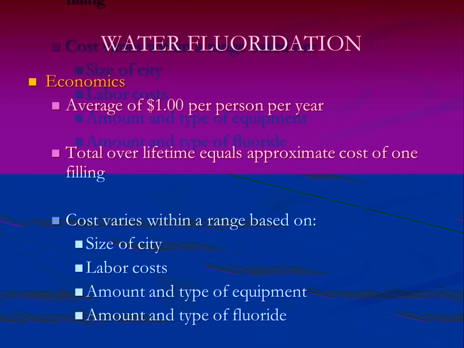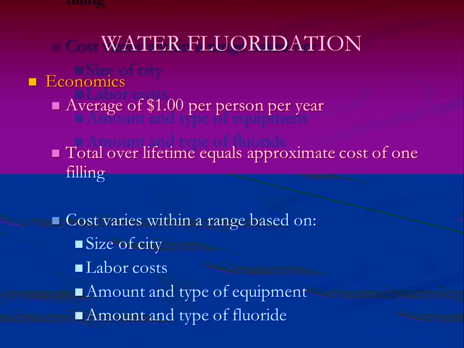In terms of economics, it's really cheap to fluoridate water. It's about $1 per person per year. So if someone lives to be 100, you can think about it in terms of about $100 contributed to water fluoridation over the course of that person's lifetime. And that's about the cost of one filling over time. Most people will have more than one filling throughout their lifetime. So water fluoridation, when you're looking at it that way and comparing them, is really, really cheap.